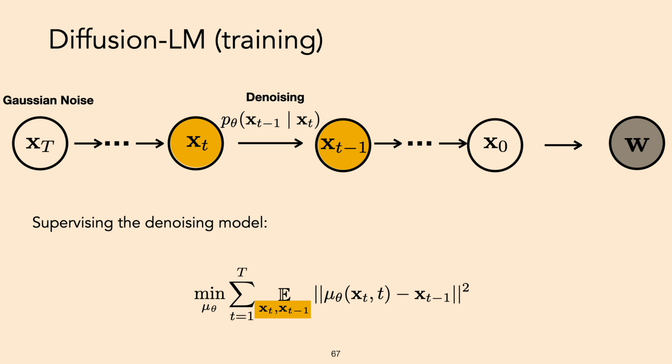So having constructed this hierarchy of latent variables, we can now use them to supervise the denoising model. So take the denoising transition from xt to xt minus 1 as an example. We train a model, mu theta, which takes as input xt and the current time step t, and tries to predict the less noisy step, xt minus 1. So we train this model by minimizing the L2 distance between the prediction mu theta and the ground truth, xt minus 1.